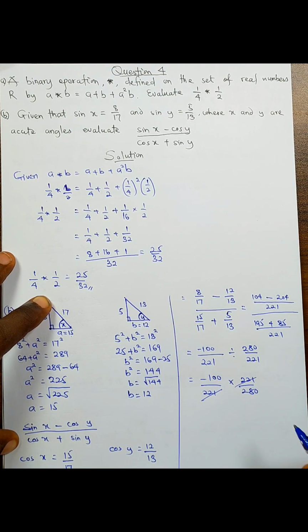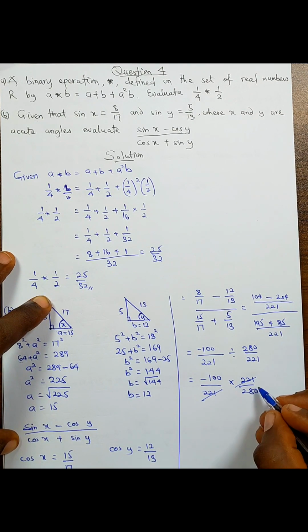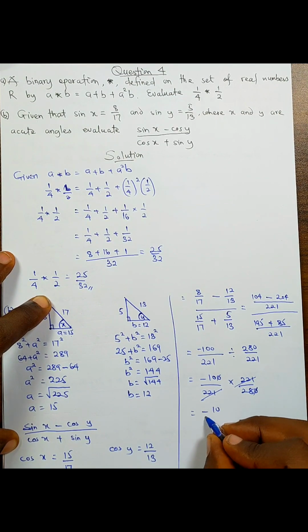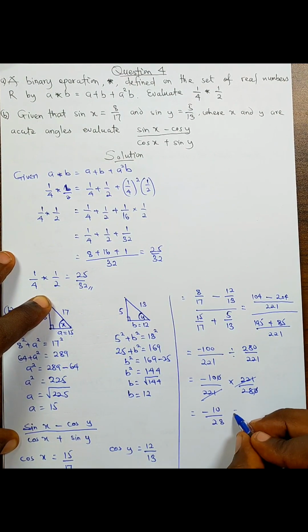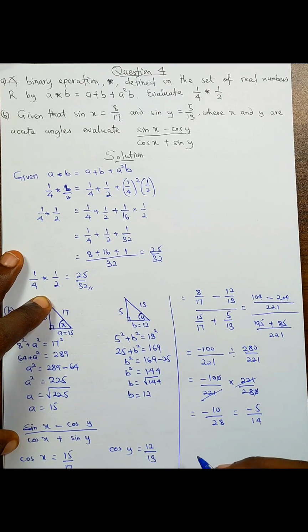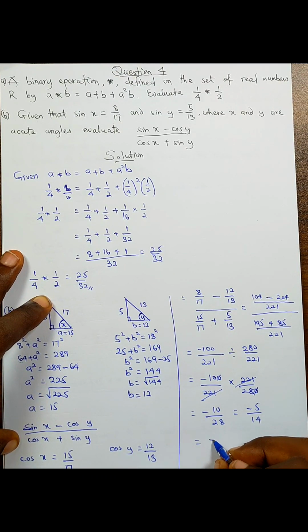221 cancels out. We have 100 over 280. This 0 cancels out. So you have minus 10 on 28. 2 enters into minus 10, minus 5. 2 enters into 28, 14. So it means that our final answer is going to be minus 5 on 14.